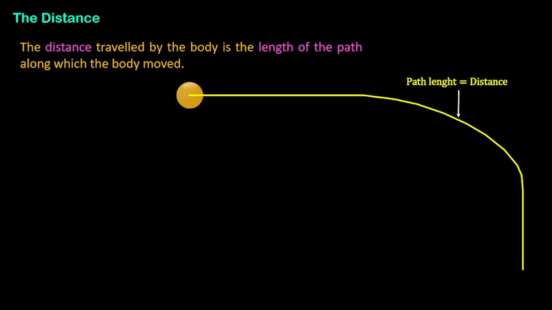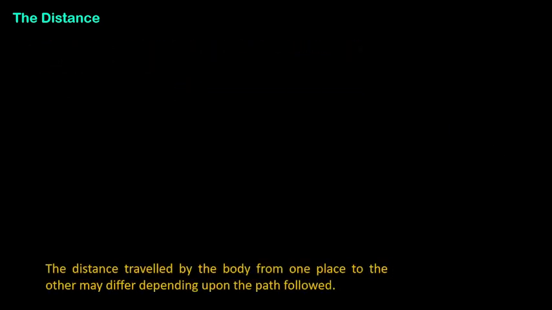The distance traveled by the body is the length of the path along which the body moved. The distance traveled by the body from one place to the other may differ depending upon the path followed. For example, a body moves from point A to point B along the path shown. The distance is d1, which is simply the length of this path.